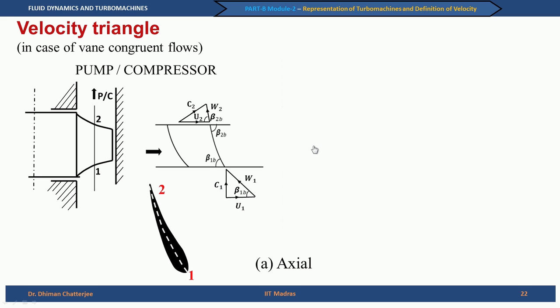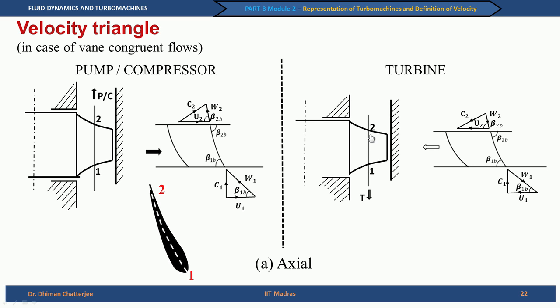In case of turbine, what happens? We have the similar axial flow turbomachine, but in this case the flow is from top to bottom. Inlet of the turbine is at a higher pressure, we have given the notation 2, outlet of the turbine is at a lower pressure, we give it 1, and we see that it is from 2 to 1.